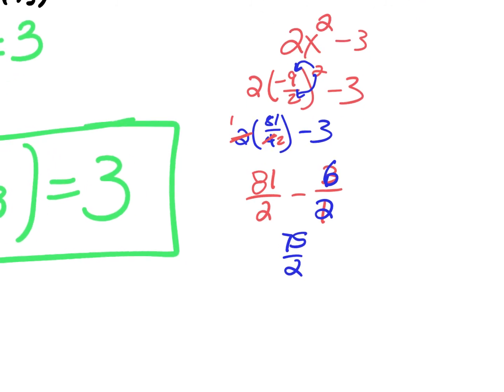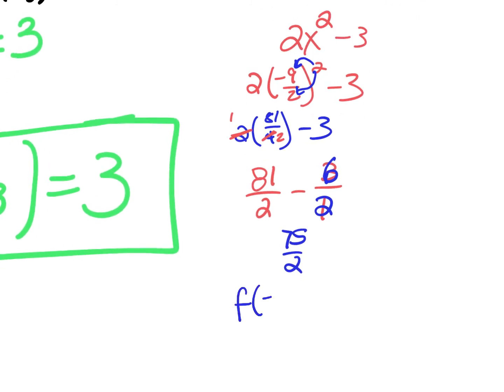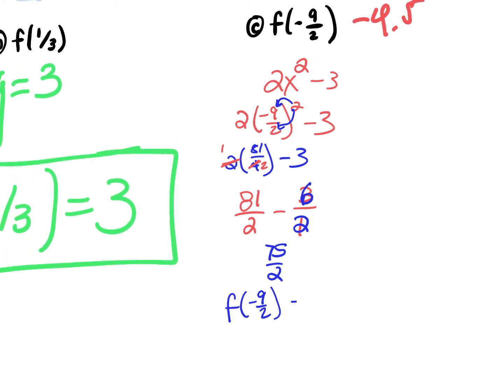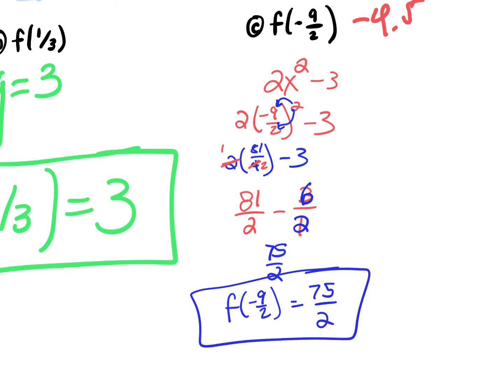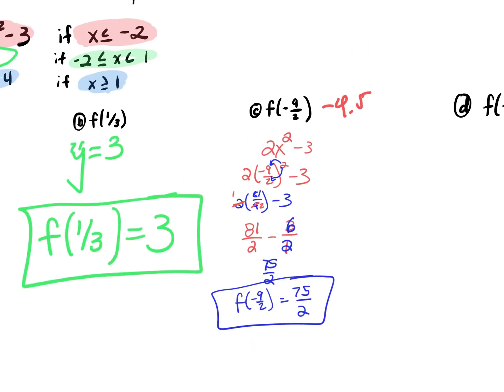So you would answer this question. You would tell me f of negative 9 over 2. When I plug in negative 9 over 2, I get out 75 over 2. And there is our answer. Question? All right, let's move over here.